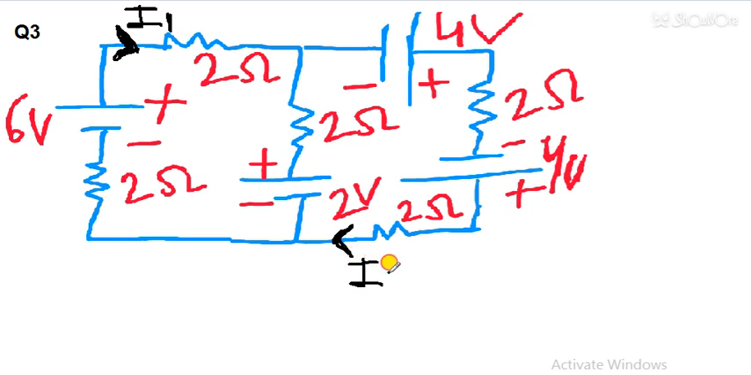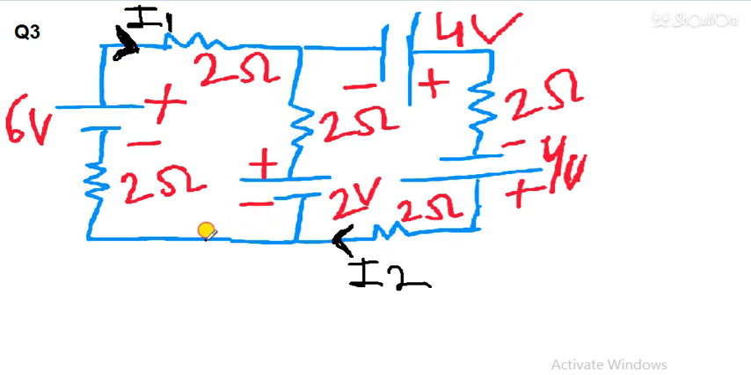Students, we have to assume it. You can take current in any direction, but at the end you will realize whether the direction you have taken is right or not. I am also not sure about these directions, so I have taken them: I1 is in this direction, I2 in this direction.